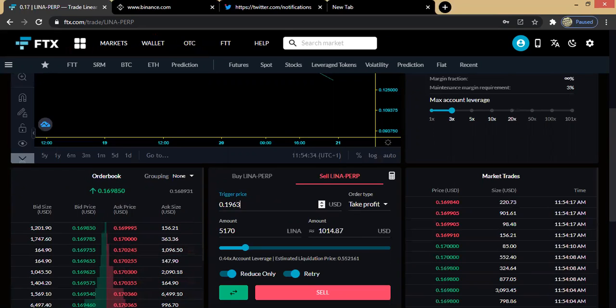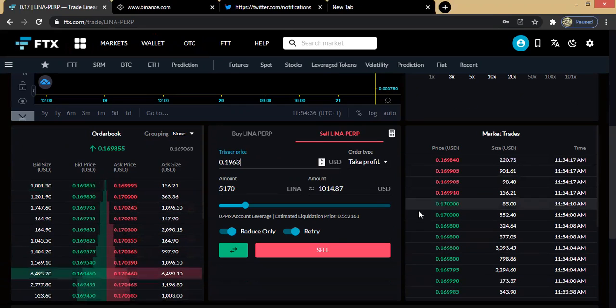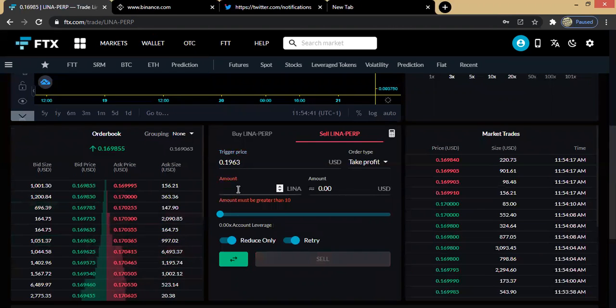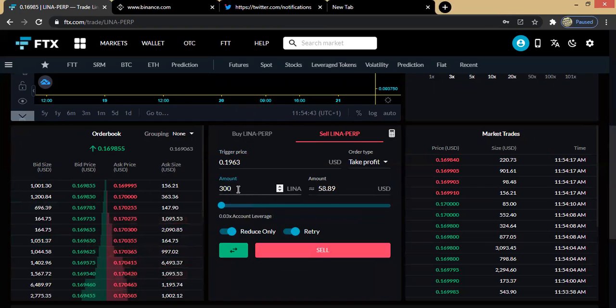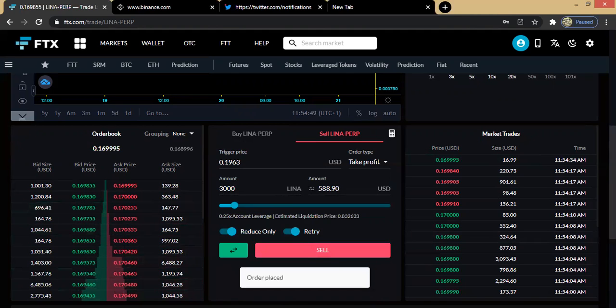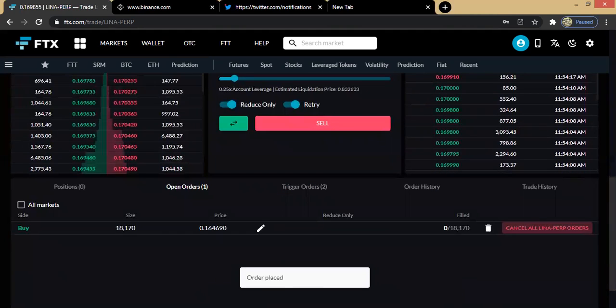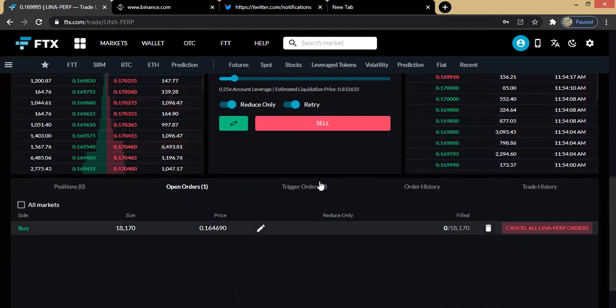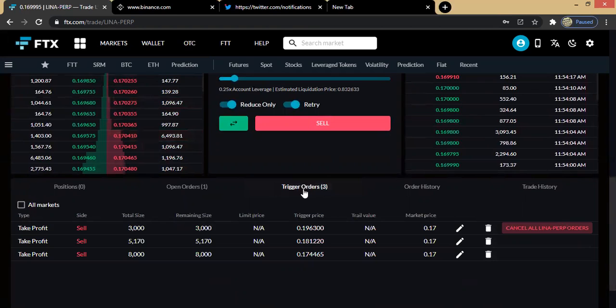0.1963. Okay, reduce only. Everything is checked. And I have remaining 3,000, right? That's 3,000. Okay. So this is how you take profit at various positions. You see, I have an open order at this point. Trigger orders are the places where the coin hasn't gotten to, but if it eventually gets to it, will close the positions for me.